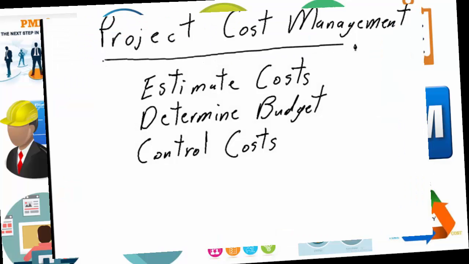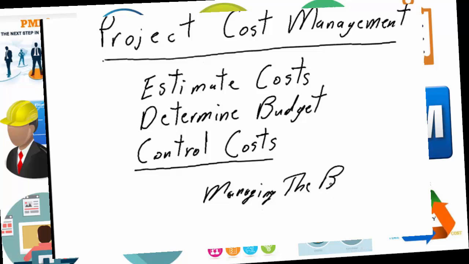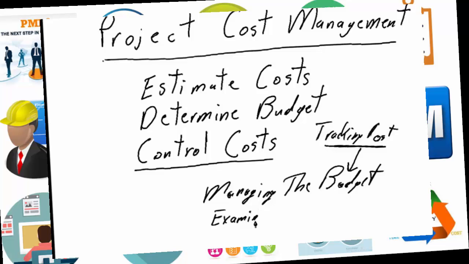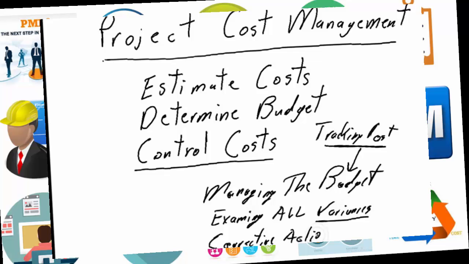This concludes our last nugget on project cost management. This nugget was focused on controlling the costs, managing the budget, tracking each and every cost from the project, ensuring that the costs incurred on our project match the budget, examining all variances, and understanding why variances exist, putting corrective actions in place to deal with the variances, to ensure variances don't happen again. In this nugget, we focused on costs.